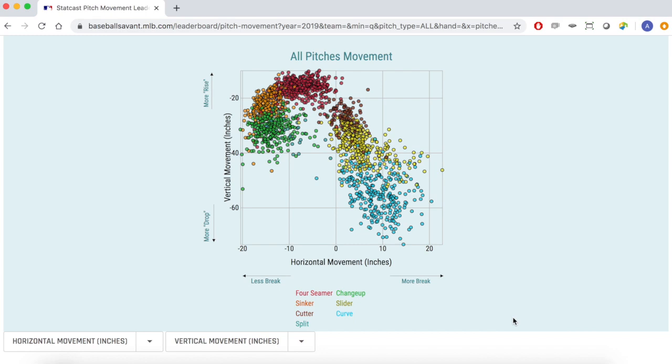And you can hover over any of those and get anybody's name. You can see at the very bottom, Alec Mills gets a ton of drop. Doesn't necessarily make him successful. Obviously, you've got to have velocity, you've got to have command. There's a million other things that go into success. But this is just a cool way to see how pitches move, right?